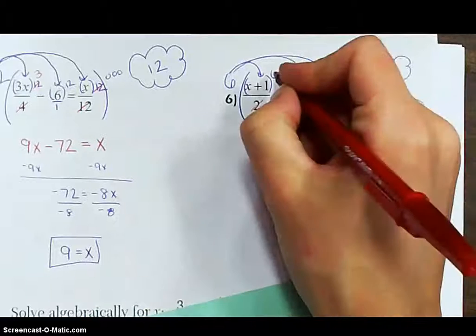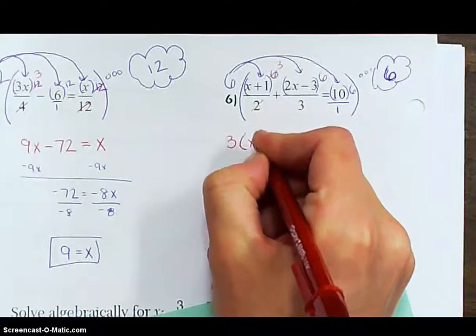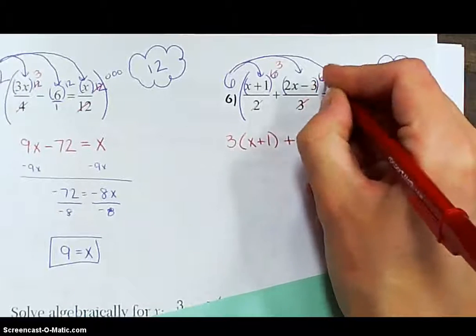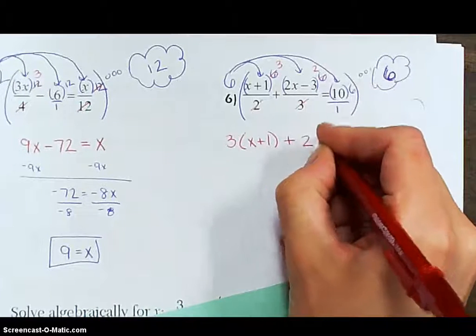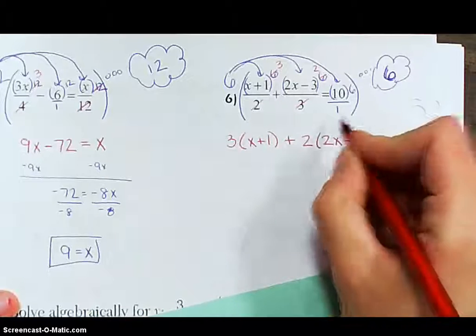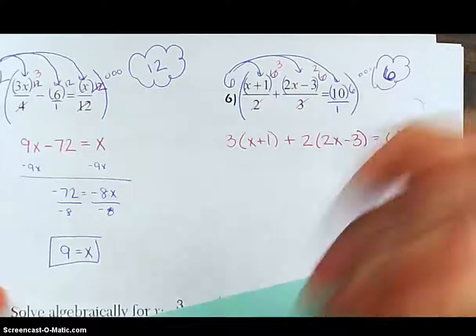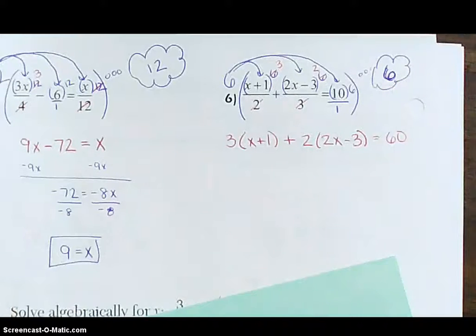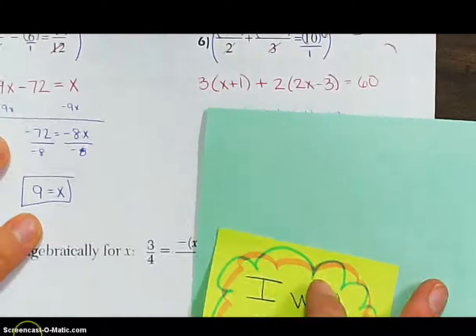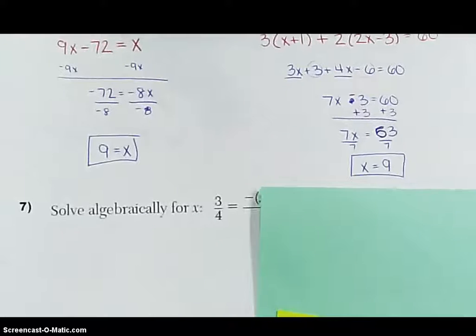So 2 goes into 6 3 times. So we're left with 3x plus 1. Plus, now 3 goes into 6 2 times. So we get 2x minus 3. Equals, now 1 is not going to cancel, so this is just 10 times 6, which gives you 60. Go ahead now and solve for x. All right, let's see, were you able to get x equals 9, and you got it.